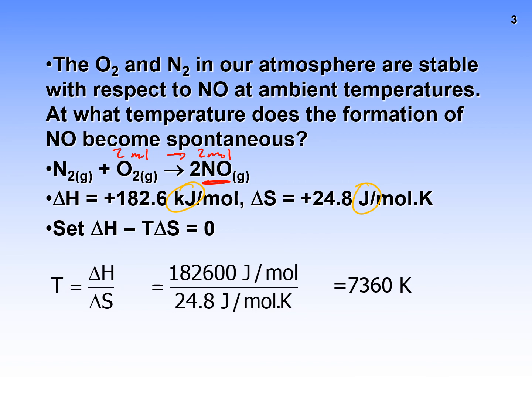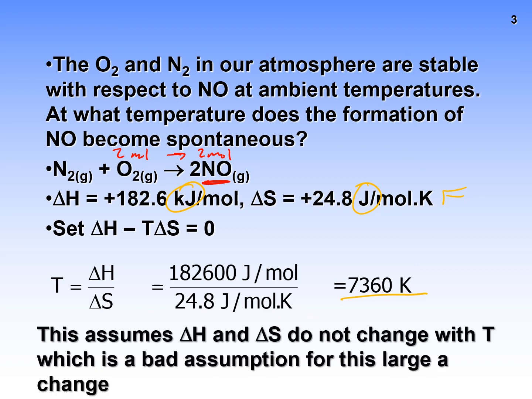7,360 Kelvin. Now, we're assuming these two do not change with temperature, and that's not entirely true. Over small temperature ranges, it's absolutely true. But in this case, this is definitely not a small temperature range, so we probably have some significant error in our calculation, but this is the way we're going to learn how to do it in this class because the alternative involves a lot of calculus. So it's a bad assumption in this case, but we'd still calculate it this way. And basically what we're saying here is that above this temperature, the reaction would become spontaneous.